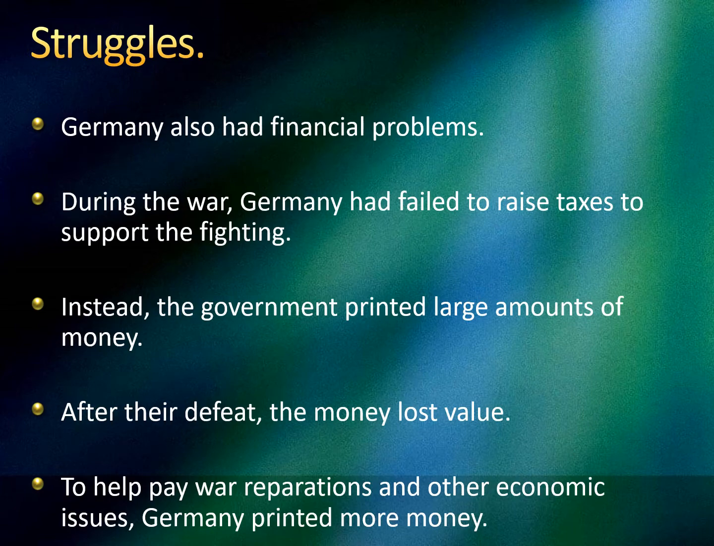Germany also had financial problems. During the war, Germany had failed to raise taxes to support the fighting. Instead, the government printed large amounts of money. After their defeat in the war, the money began to lose value. To help pay war reparations, which was part of the Treaty of Versailles, Germany had to pay money back to France, England, places like that, for the damages and lives lost. So, to help pay for war reparations and other economic issues, Germany began to just print more money, and this money really wasn't gaining any value.